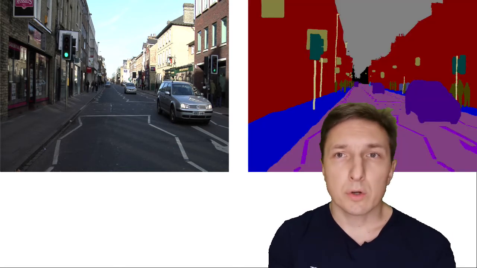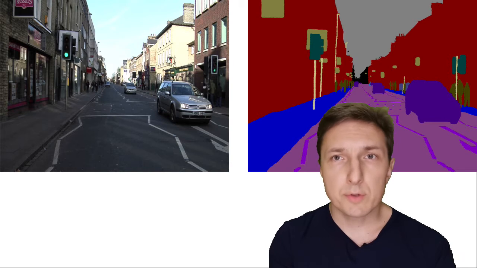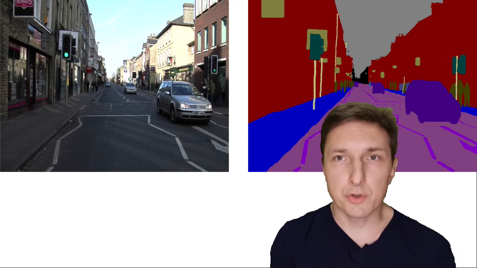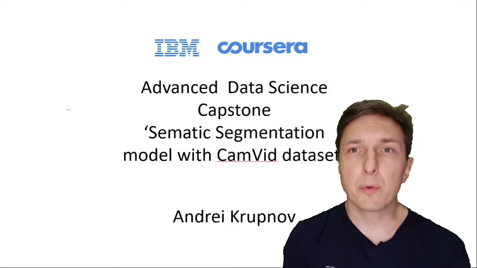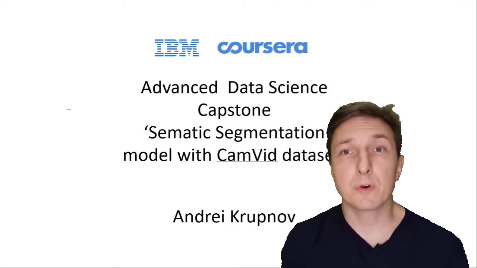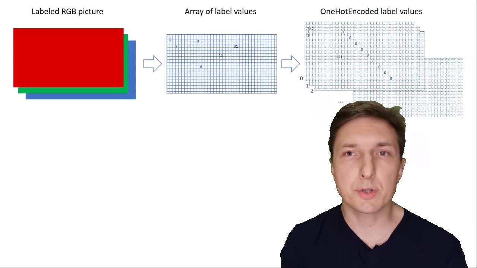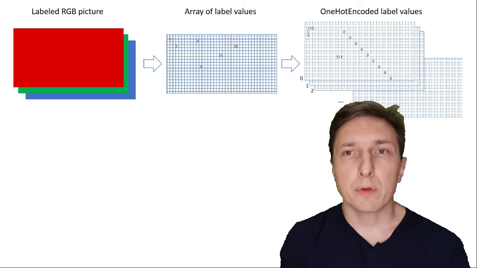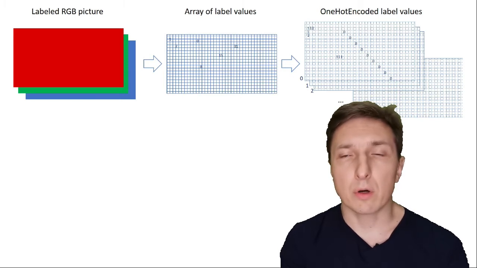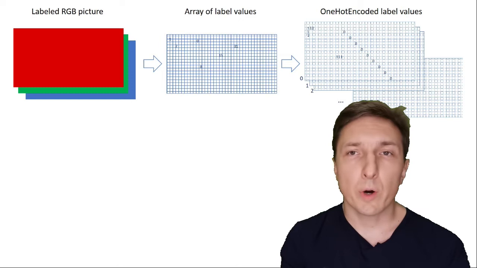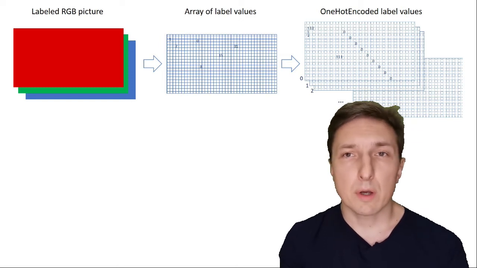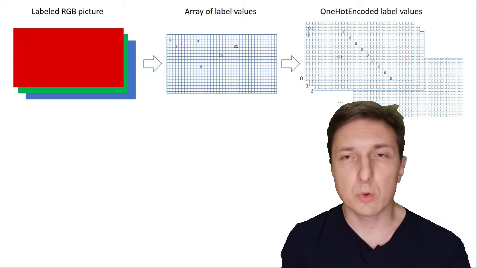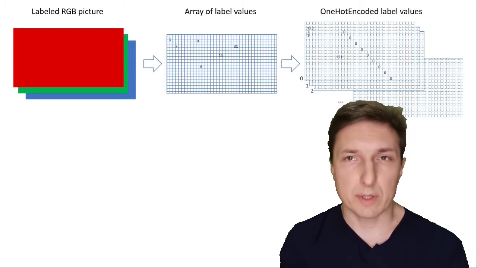My original image size is 960 by 720, and I will not resize those images because I don't want to damage the labels. To perform correct classification, I need first to convert labeled images into 1D arrays where every pixel will be converted to its label value, and then to one-hot code them to get an array of size 960 by 720 by 32, which corresponds to the number of classes.